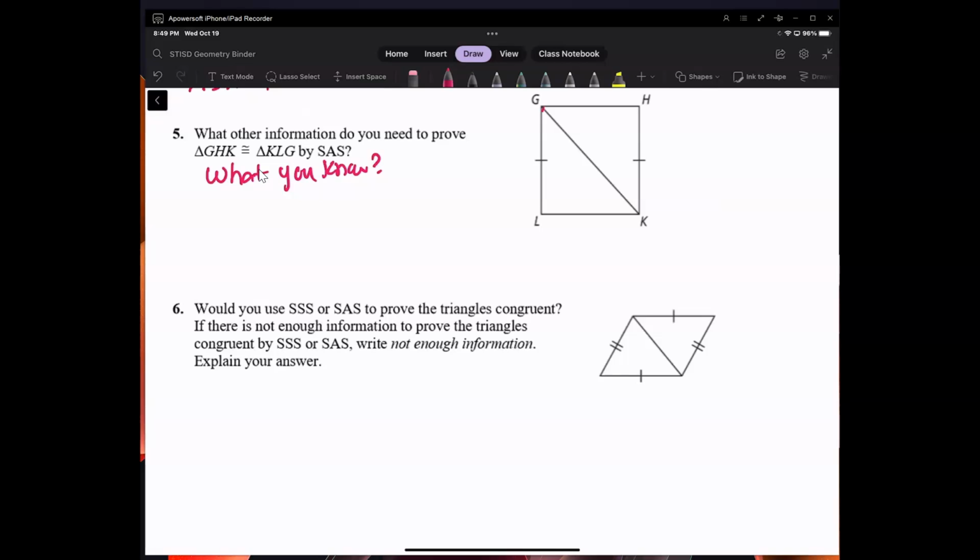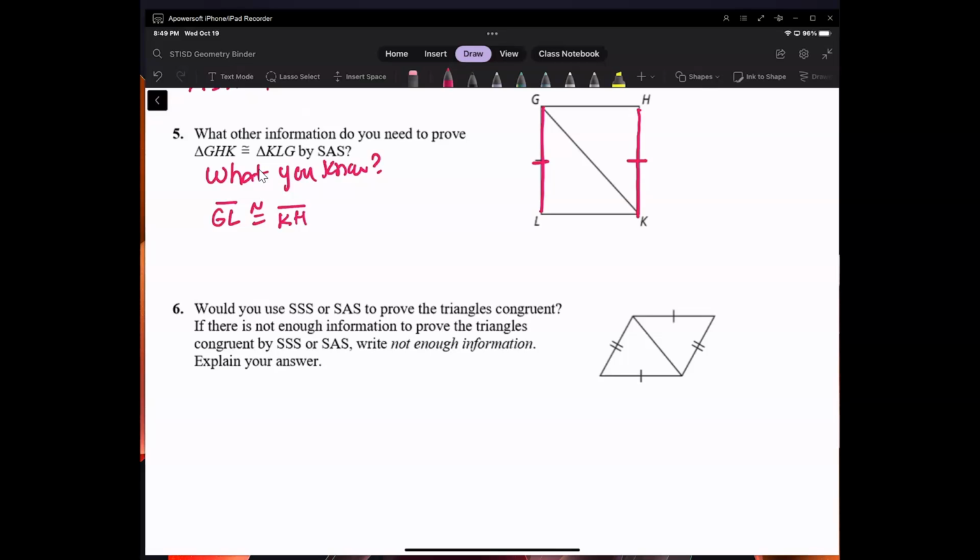We know that segment GL is congruent to segment KH. And the question I always ask in class, why are those two segments congruent? Because of the marking. The marking tells us that they are the same measurement.